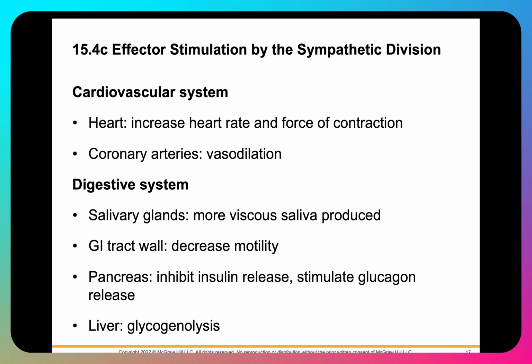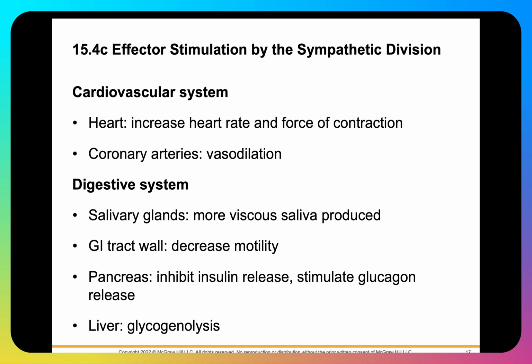Now, the next few slides are looking at some of the effectors that are stimulated by the sympathetic division and the action it has. If we look at the cardiovascular system, we're going to see within the heart increases in heart rate and force of contraction. This was addressed previously. Coronary arteries will vasodilate, and kind of think about it, vasodilation, increasing blood flow to the heart.